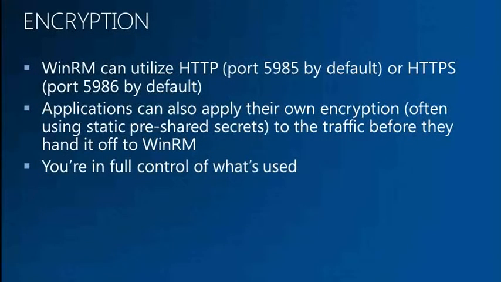Encryption. WinRM, when I do the easy setup in a second, is going to set itself up with an HTTP listener on port 5985. That's its default port. You can change that, but it's a good port. It doesn't conflict with anything that Microsoft gives you, at least. It can be set up to also, or alternately, listen on HTTPS. Its default port for that is 5986.